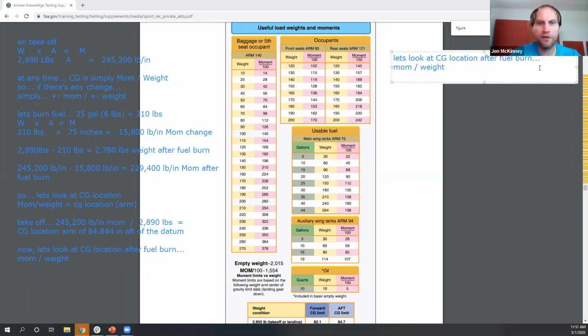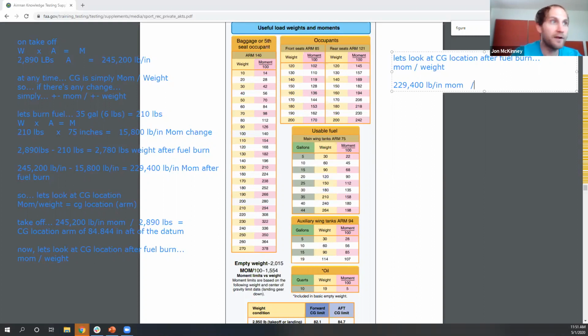You're seeing my screen? Okay, good. I'm taking notes. I need to find the moment after fuel burn over there. Pounds weight after fuel burn, pound inches moment after fuel burn. It's in the middle. It says 229,400 pound inches, and that was my moment after the fuel burn.